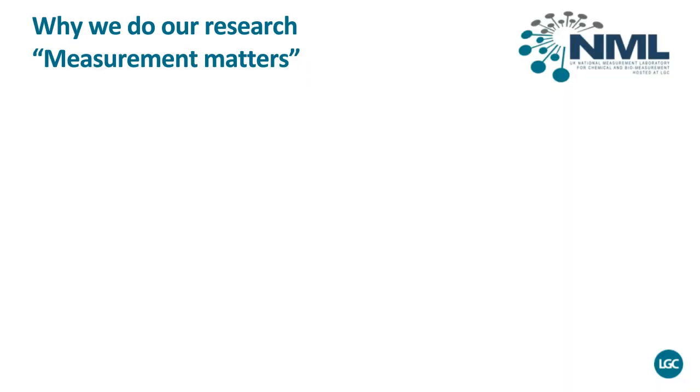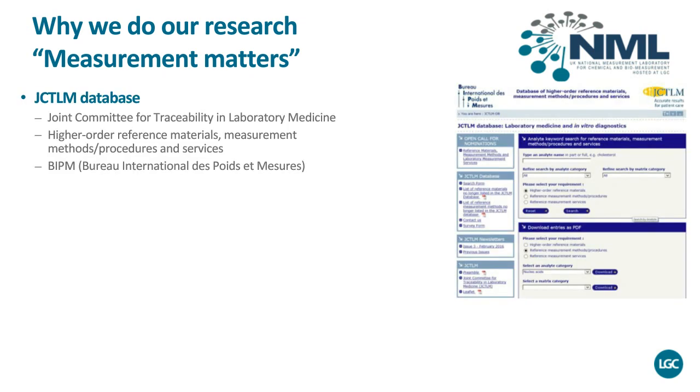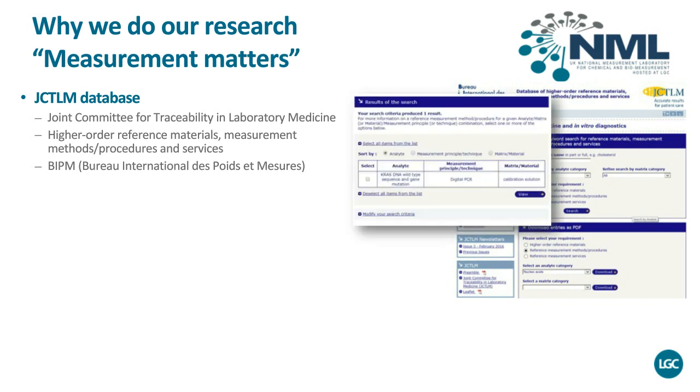So the other things that we look at is feeding in to databases. So the JCTLM database holds the higher order reference materials and measurement procedures. So this is where we can go back to methods that are traceable to a unit. So in terms of DNA or chemical analysis, we might think of our SI unit as being the mole or the kilogram. And this is run by the BIPM, which is based in Paris.